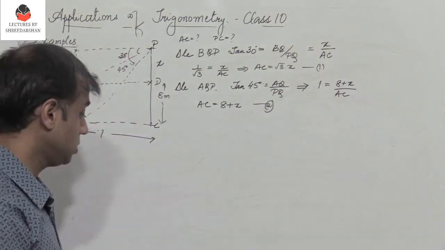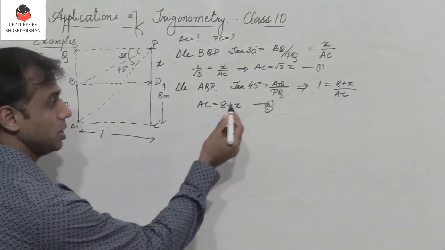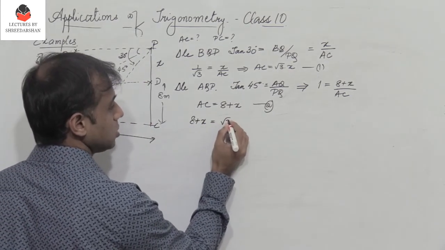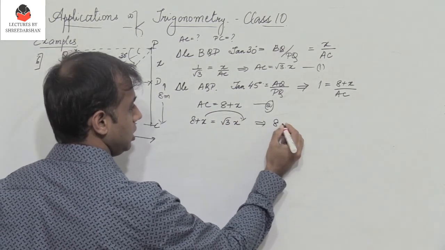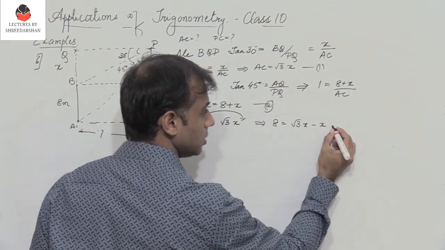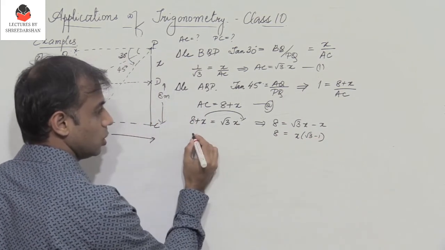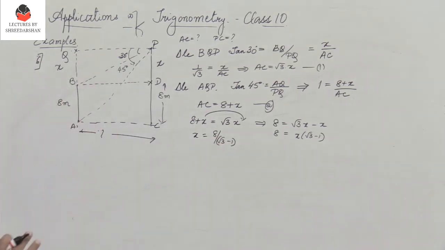Now since the LHS of these two equations are the same, I can equate the RHS. So I can equate equations 1 and 2, isn't it? Therefore 8 plus x equals root 3 x. Taking x to the RHS, I have 8 equals root 3 x minus x. So I can take x common here. So I have x times (root 3 minus 1) equals 8. So x is 8 divided by root 3 minus 1. This is the first expression we get.